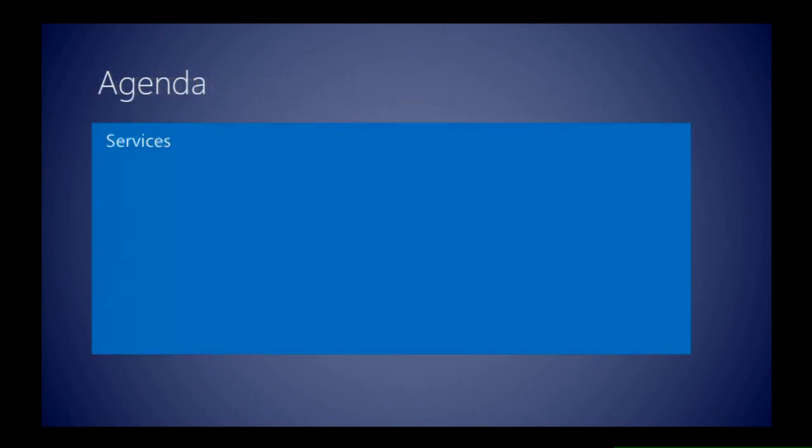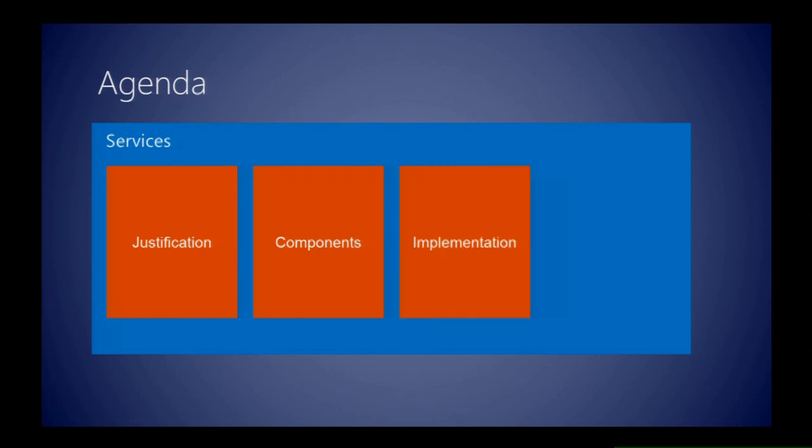Okay, so we're going to be talking about services. First, I'm going to go through the justification of a service, essentially what it is, why you would want to use it, how it pertains to VMM, the components that are involved in a service so that you can build up the template and deploy it, the implementation, the actual creation of the service template, the actual deployment of the service, and then the life cycle when you have to manage updates and that sort of thing to the service.